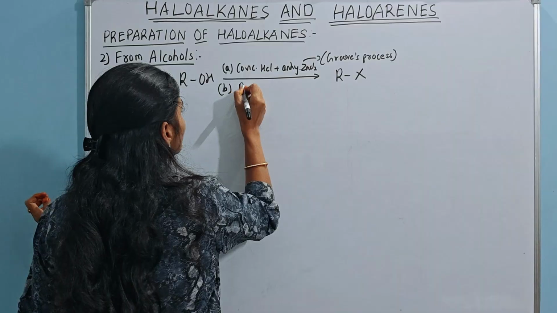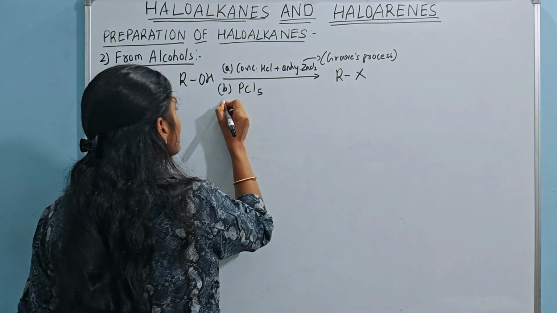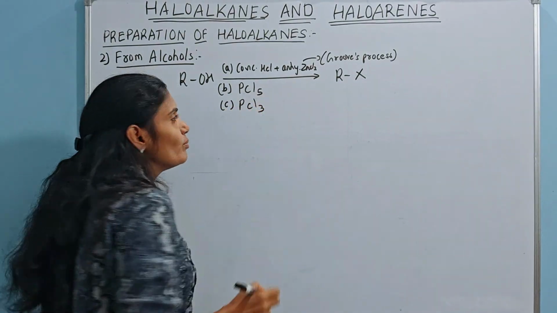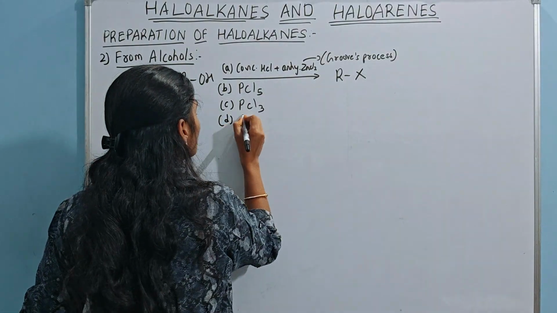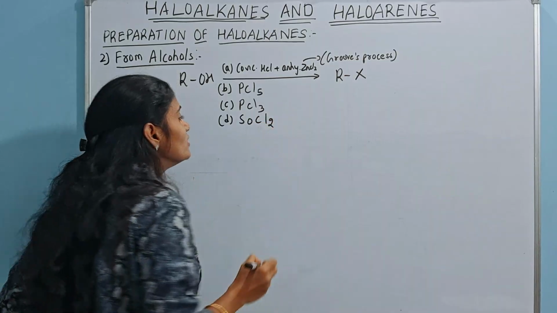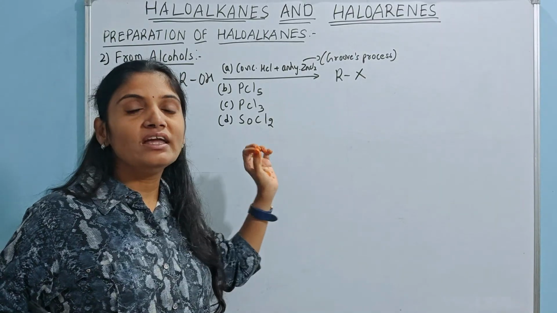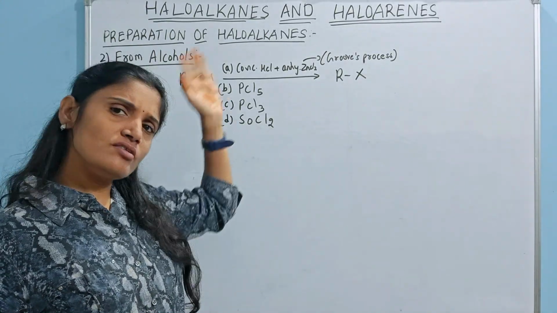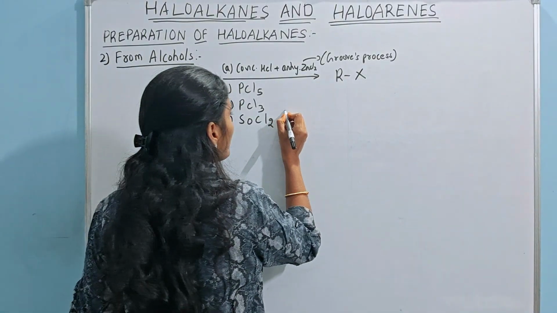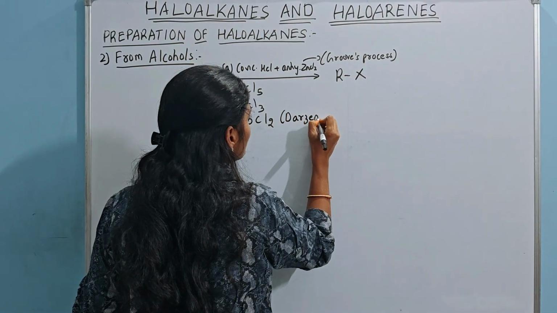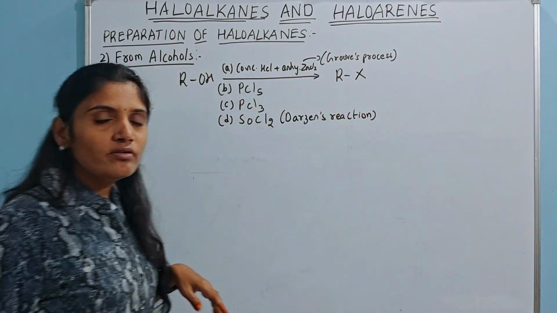The other method is to prepare by using PCl5, phosphorus pentachloride. One more reagent we can use is PCl3. You can prepare haloalkanes from alcohols even by using PCl3. And last but not least, in fact the most important and most preferred preparation method of haloalkanes from alcohols, because the yield is very good and very advantageous, is with SOCl2. Why, and all those things, we'll see when we do it. This is called Darzens reaction. So two named reactions are there in this, and all the reactions are very important.